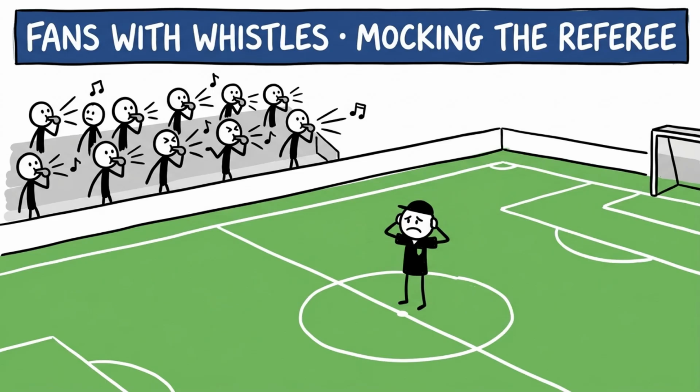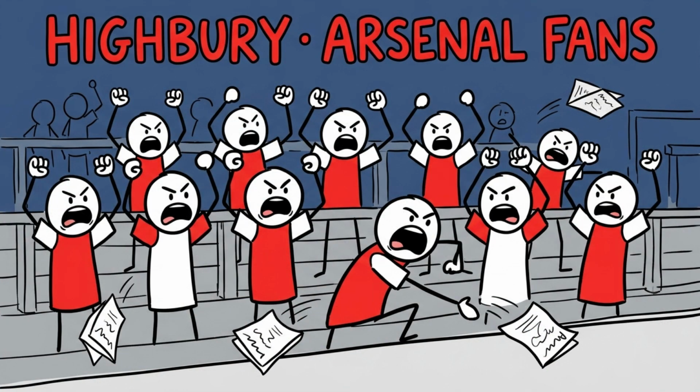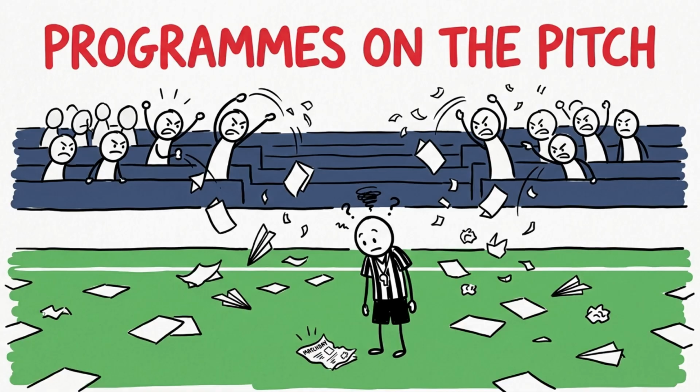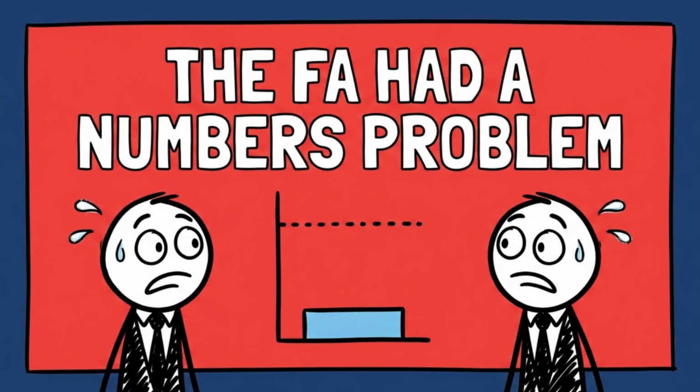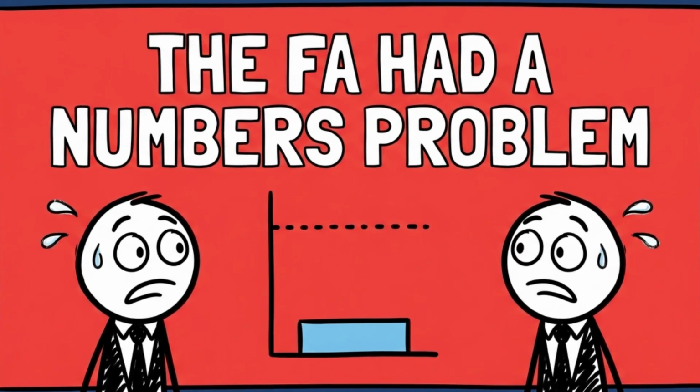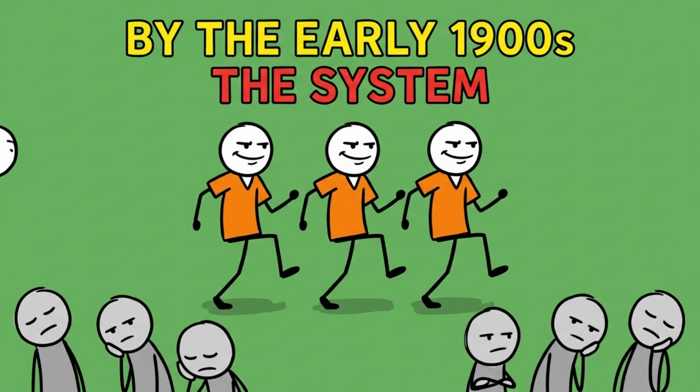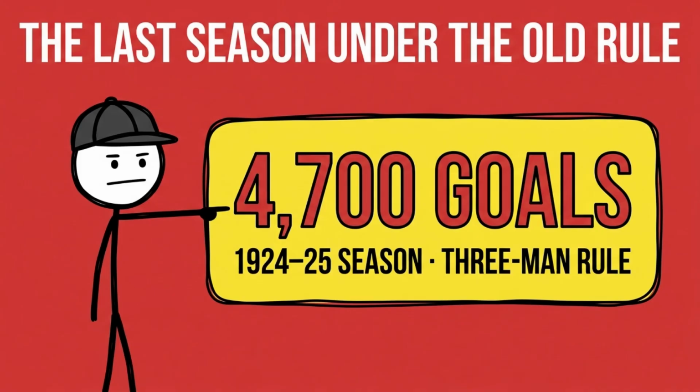By the early 1900s, this was not an occasional trick. It was a system. Defenders were stepping up in coordinated lines, waving their arms, pointing at linesmen, doing what we now recognize as the offside trap. Only with a 3-man rule, it was devastatingly effective. Games slowed to a crawl. Attacking football became a war of attrition against a law that physically prevented forward thinking.